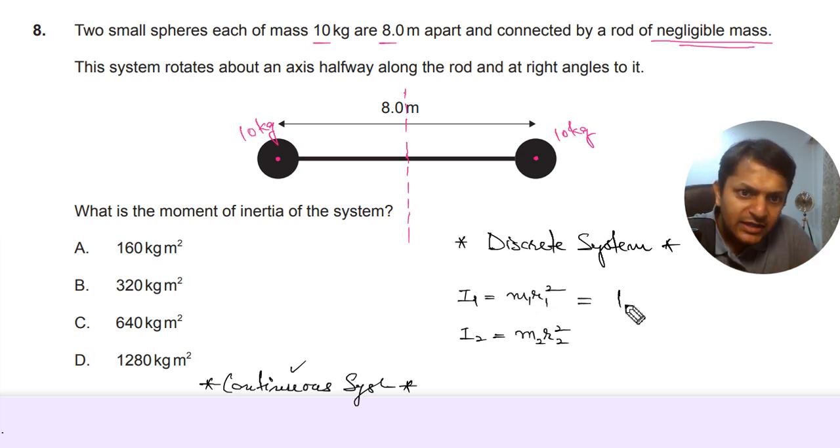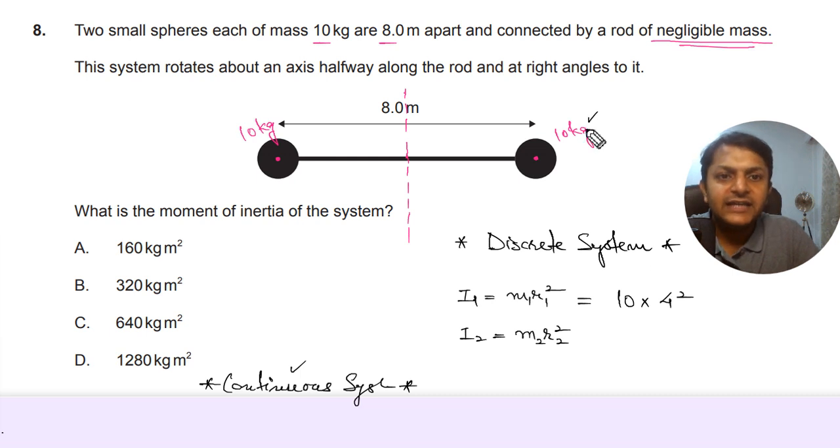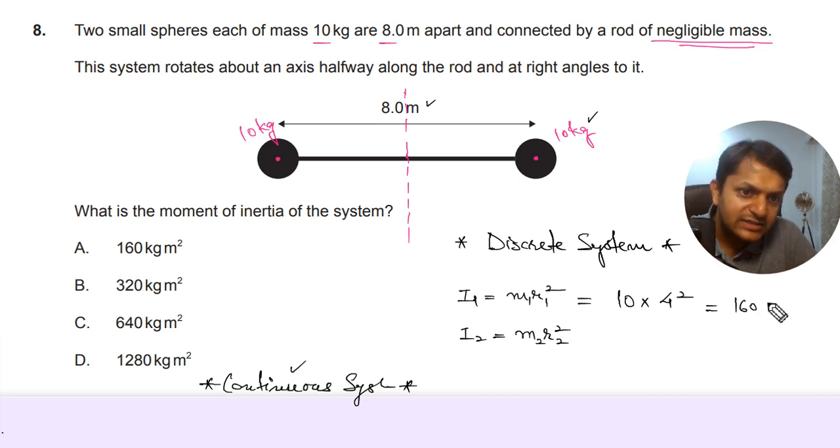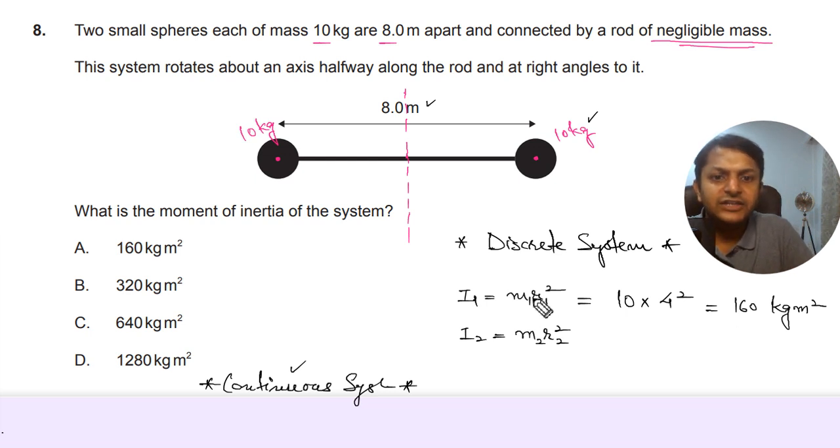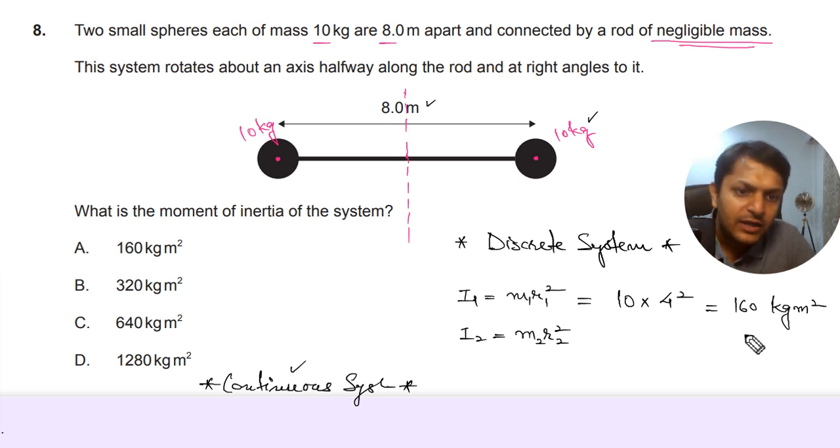Let me find the moment of inertia. So 10 into the radius 4 squared, and be careful about the units. 10 kg is SI, meter is SI unit, so no problem. So 4 into 4 is 16, so it will be 160 kg meter square. That is the unit of moment of inertia. You can derive it from this, kg meter square. And 160 kg meter square will be for the other ball.